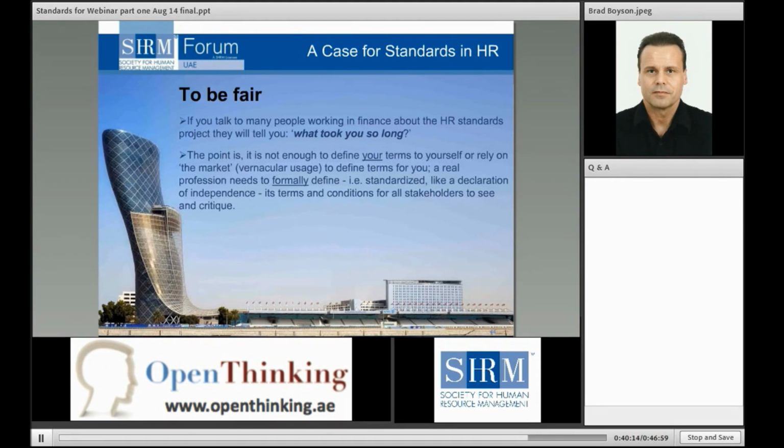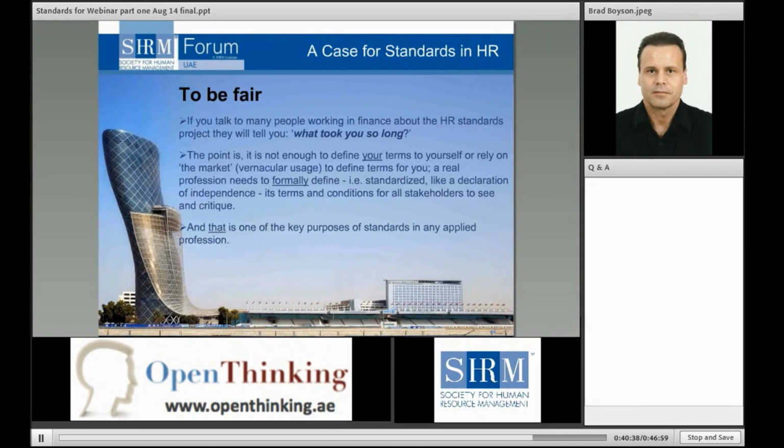The point is, it's not enough to define your terms. When I say your, I mean HR terms to yourself, or rely on the market or vernacular usage. A real profession needs to formally define. That is what standards mean, like a Declaration of Independence. It's terms and conditions for all stakeholders to see and critique. And that is one of the key purposes of the standards in any applied profession.